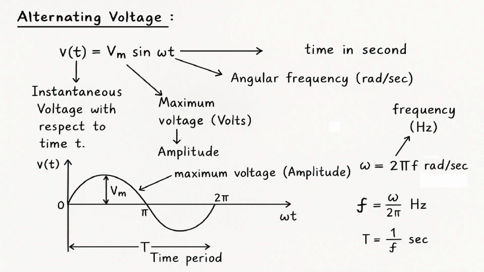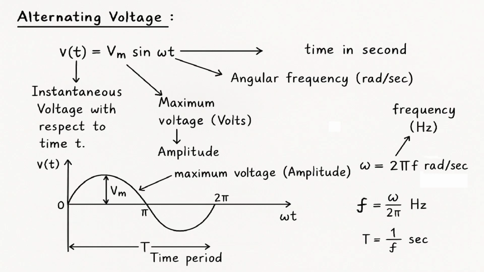And finally, we have the last, simple relationship, T equals 1 divided by f. T is the time period, and f is the frequency. This relationship is beautifully logical. If frequency f is the number of cycles you complete in 1 second, then T, the time it takes to complete just one of those cycles, must be 1 second divided by that number.